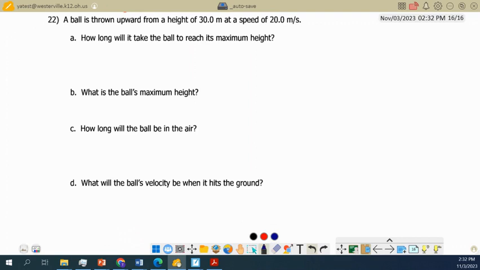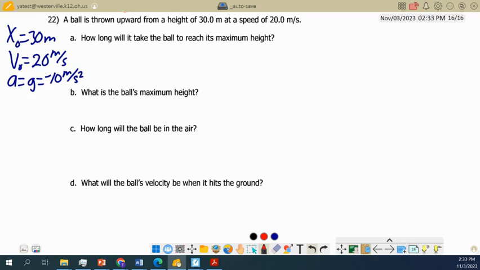What do we know? Our initial height, x0 equals 30 meters. What else do we know? We know our v0 is 20 meters per second. That's all that the problem told us explicitly, but we do know some other things. We know that gravity is acting on this, and we know the acceleration due to gravity is negative 10 meters per second squared. So again, those are the things we know.